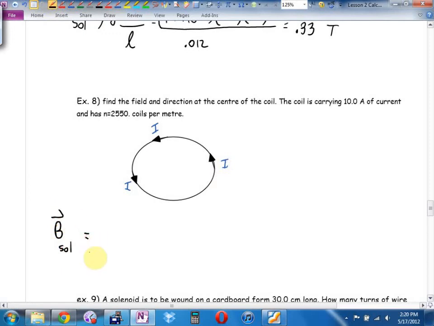Did they tell me the total number of coils here? I'm using that second equation, n lowercase n I. They told me the number of turns per meter. They didn't tell me how long the solenoid was. That's okay, I can adapt. 4 pi times 10 to the negative 7. The number of turns per meter is 2,550. The current is 10 amps. How big will the magnetic field at the center of the solenoid be?